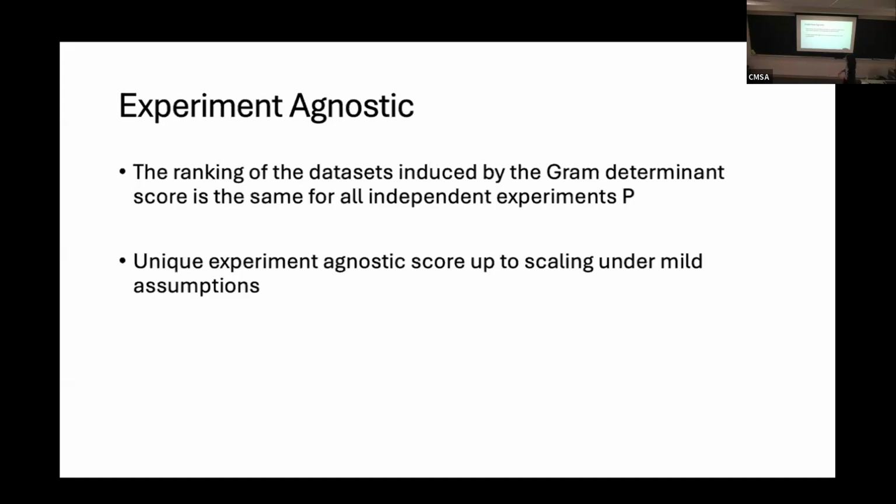So basically, the ranking of the data set according to our reliability score doesn't depend on the y that we choose. And it turns out that the Gram Determinant Score satisfies this property. In some sense, it is the unique score that satisfies this property, up to some scaling. So that makes it very desirable theoretically.